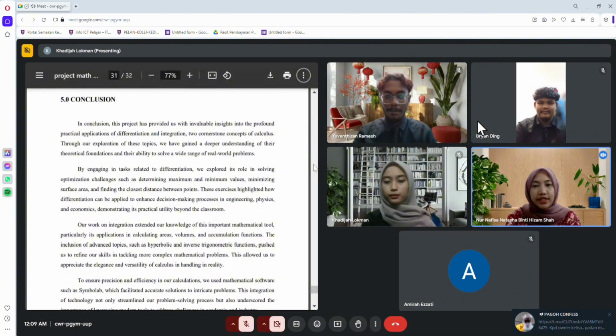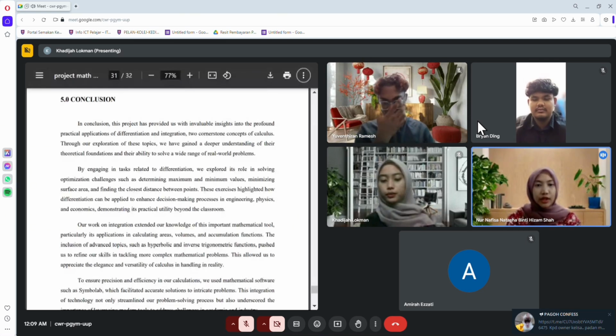Okay, so here's the conclusion. We can conclude this project helps us to learn differentiation and integration. Differentiation is used to find maximum and minimum values. Integration is used to calculate area and total. We also explore advanced functions and use tools like Symbolab to solve problems easily. This project shows us how calculus is useful in our real life.